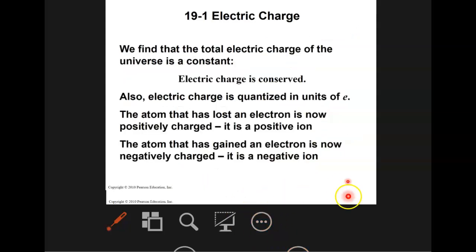So what we want to learn is the total charge of some systems. Universally, the total electric charge is conserved, which means it cannot change. But an atom that has lost an electron is now positively charged, and an atom that has gained an electron is now negatively charged.